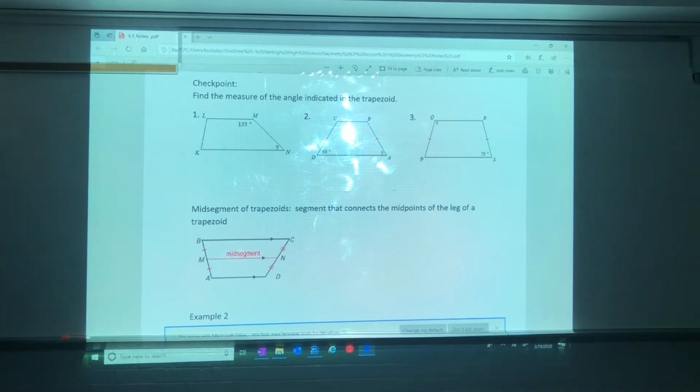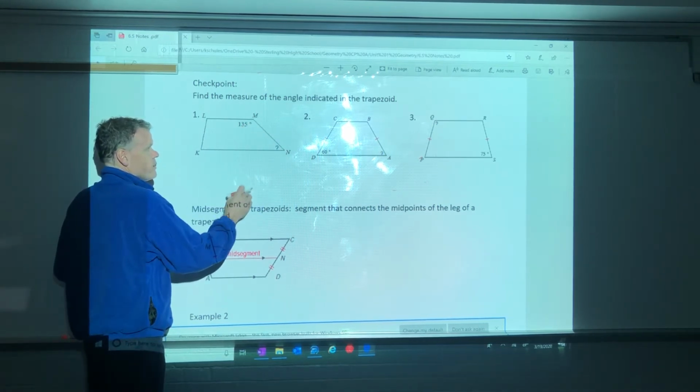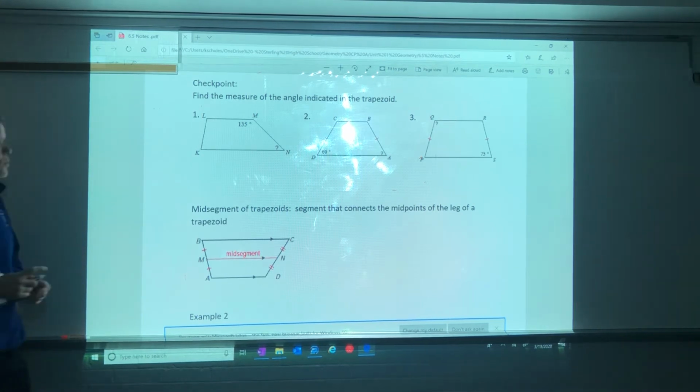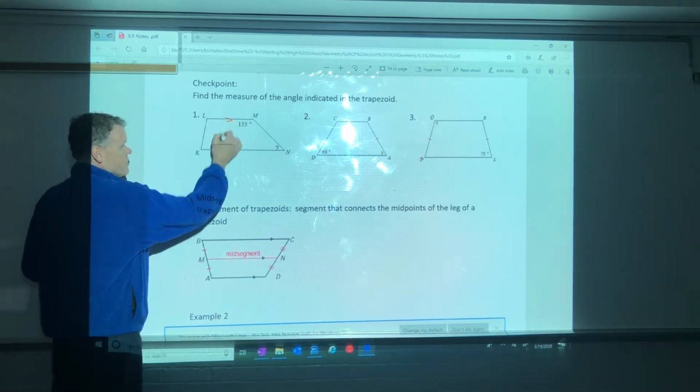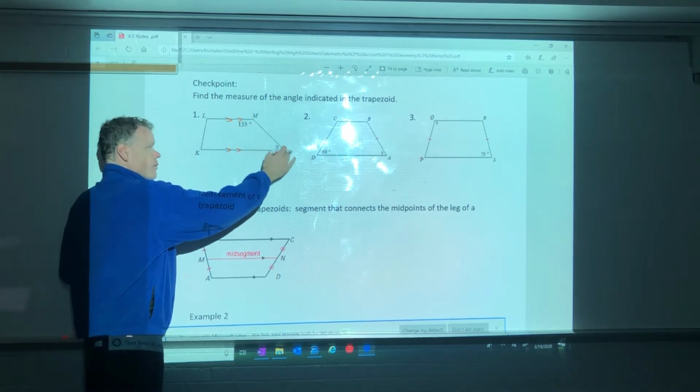Okay, let's look and see what we have here. For our first trapezoid, again, you see angle M is 135 degrees. This is just a regular trapezoid. It's not an isosceles trapezoid. Obviously, you know that the bases are going to be parallel. You also know that these two angles are like consecutive interior angles.